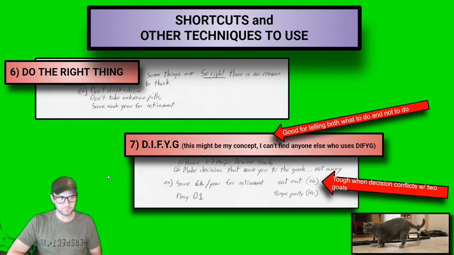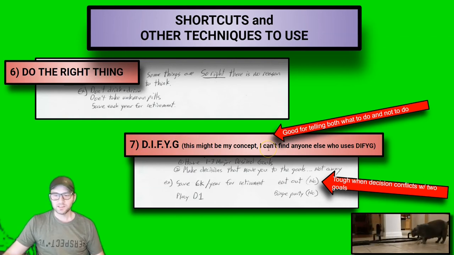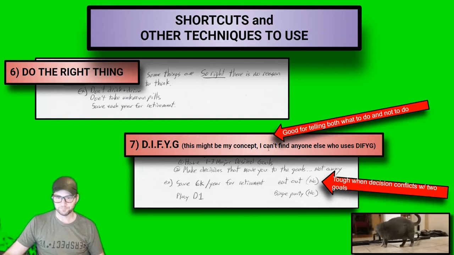Now I get it. I came up with it because it sort of rhymes with "if it fits your macros," which is a dieting thing for weightlifters. But "does it fit your goals?" is a decision-making technique. Here's how you use it.